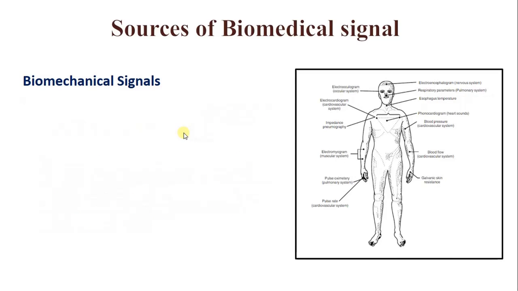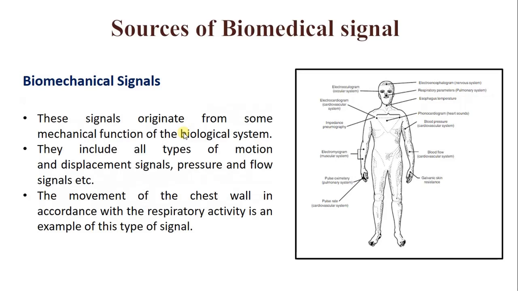The next is the biomechanical signal. These signals originate from some mechanical function of the biological system. They include all types of motion and displacement signals, pressure and flow signals, etc. The movement of the chest wall in accordance with the respiratory activity is an example of this type of signal.